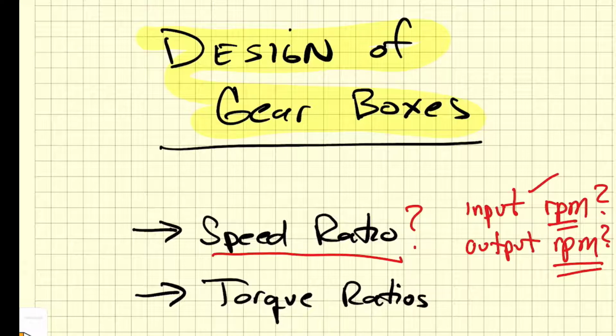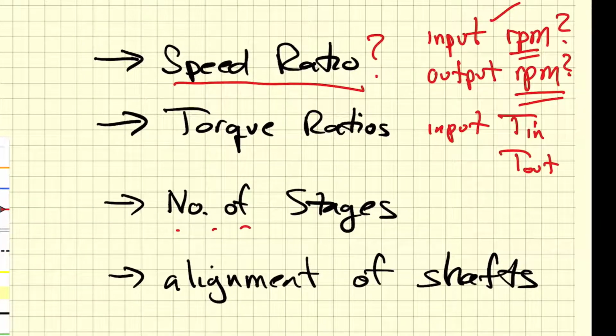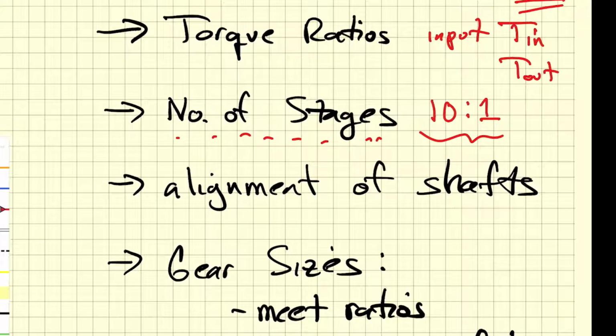That's our input. What are the torque ratios? Again, input to output. How many stages do we want? A stage is each reduction ratio in the gearbox. And we generally recommend that the gear ratios stay below 10-1. Then, of course, we have to figure out how we are going to align the input and output shaft and where they are located on the gearbox.